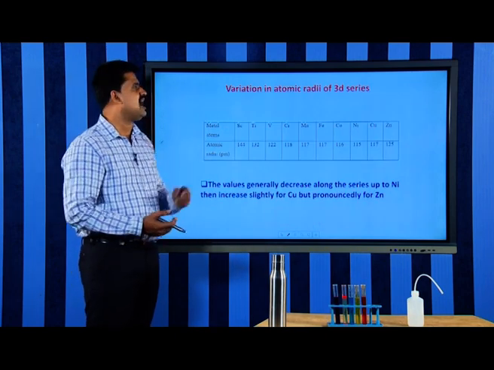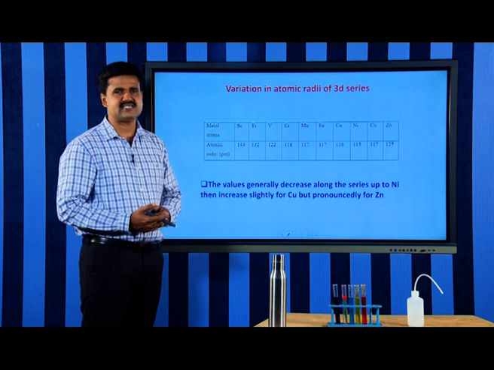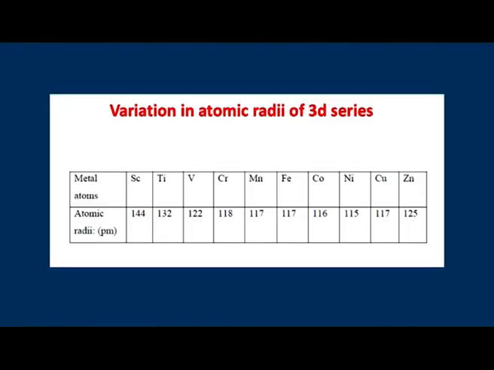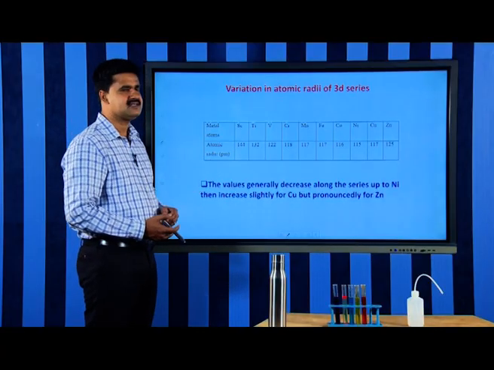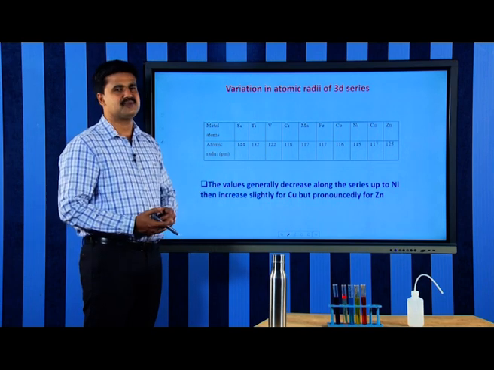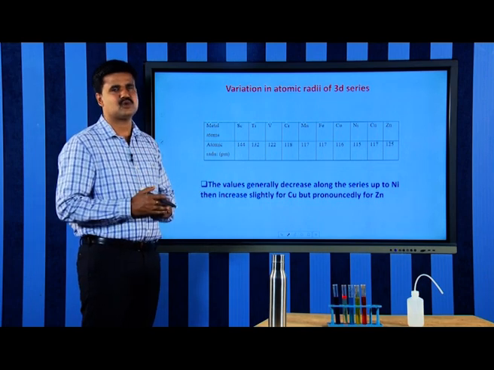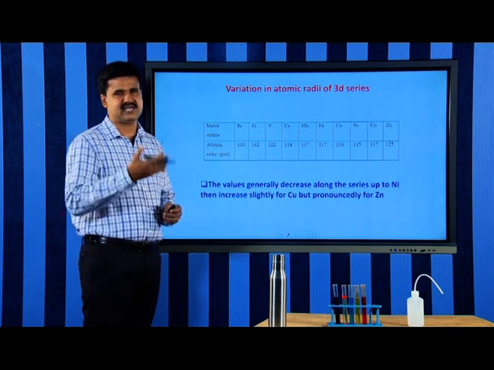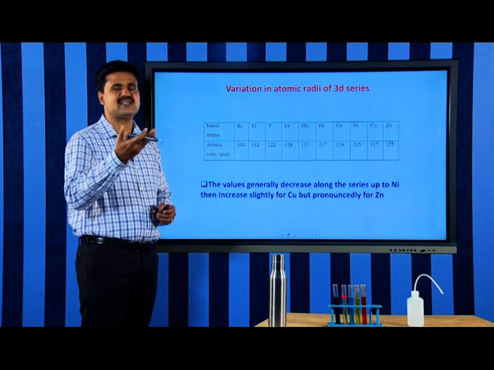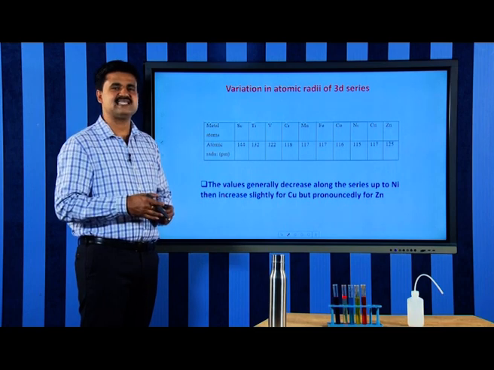Variation of atomic radii of 3d series of metals. Here there is some decreasing trend from left to right, but for this series some irregularities are observed. The values generally decrease along the series, but not as a continuous decrease. The decrease is up to nickel, then a slight increase to copper, then a sudden increase to zinc. That is, there are some irregularities. These irregularities are attributed to imperfect shielding effect.